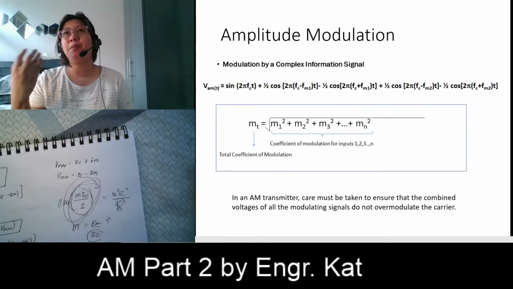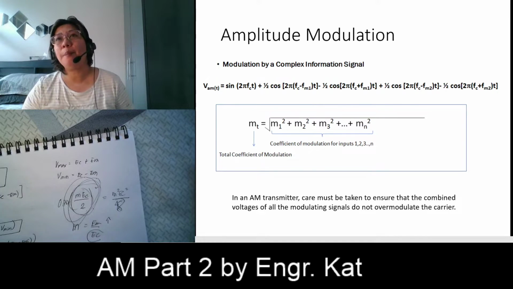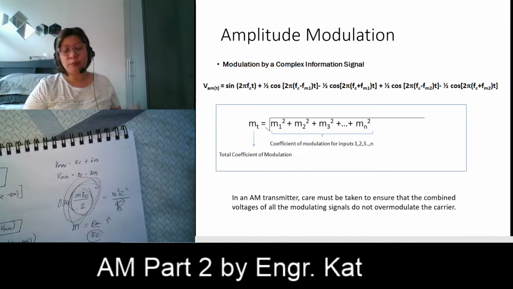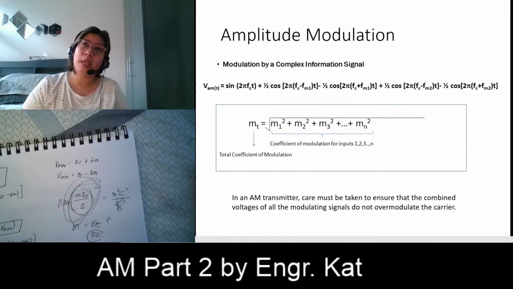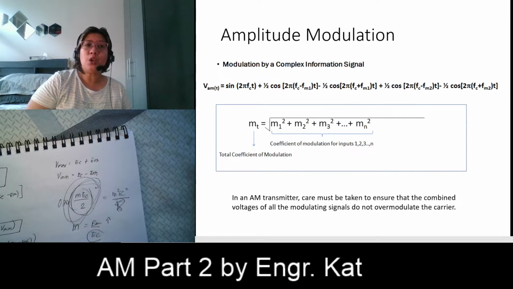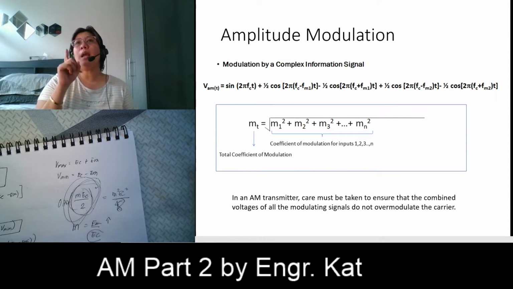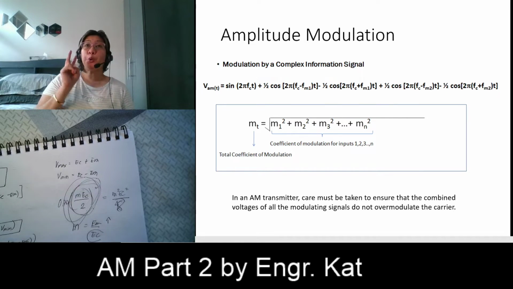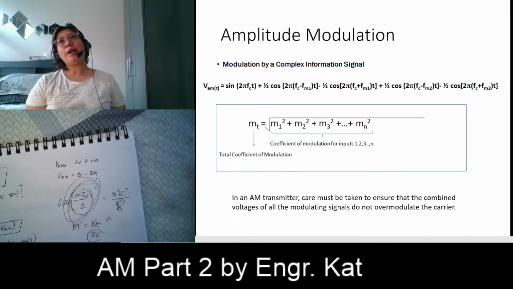Sometimes it is fast, sometimes it is slow, so your frequency is changing. So voice is a complex waveform. In practice, in reality, the modulating signal is very often a complex waveform which is made up of many sine waves with different amplitudes and frequencies. In that case, each modulating signal will cause two sidebands. Therefore, if you have two modulating signals, you have four sidebands.